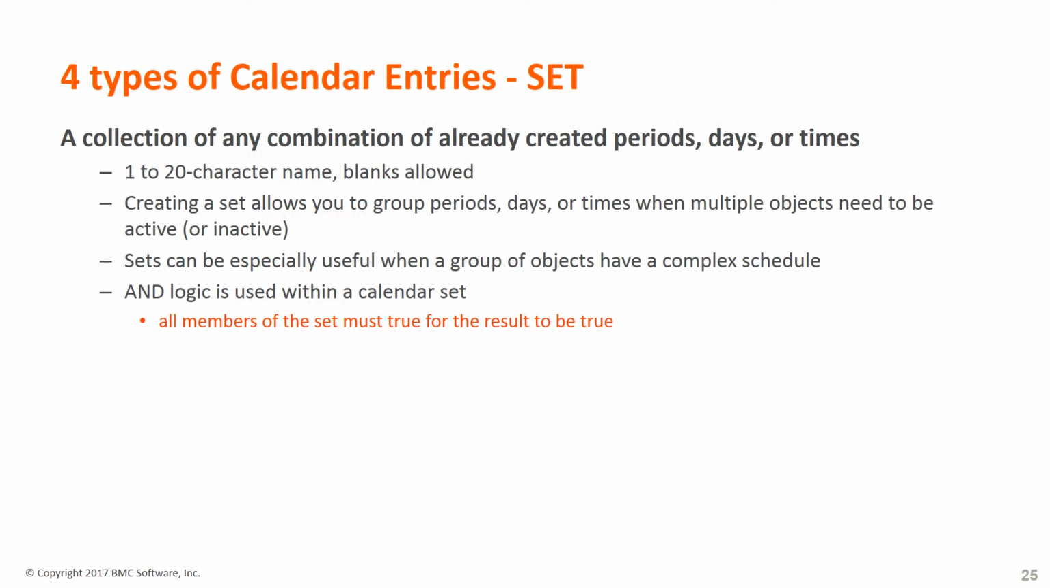The last calendar entry we want to discuss is the set entry. And a set entry is just a combination of periods, days, and times that you want to layer together to build a more complex availability schedule for your objects. Now, these entries are grouped together using AND logic, okay? So if you want to use OR logic, then you'll need to do something a little more sophisticated.